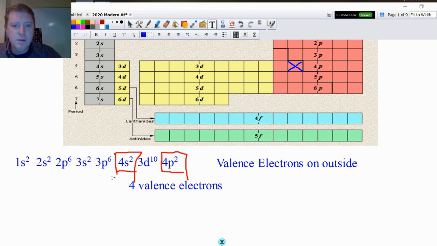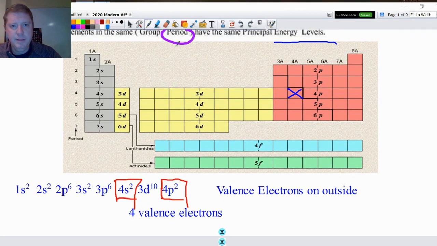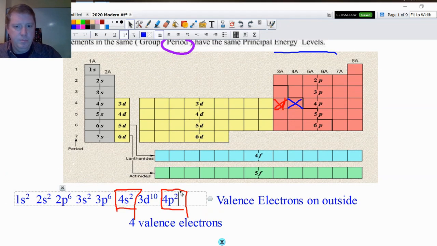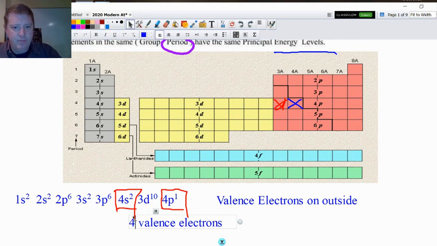So if we were to do another element, let's pick the element right before it. It would be almost the same, except the very ending would be 1, and then we would say 3 valence electrons, because it's the one right before that one.